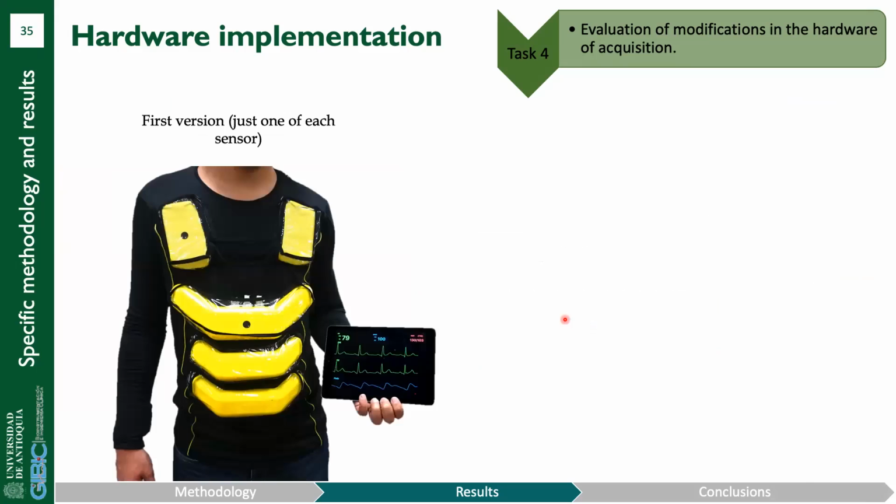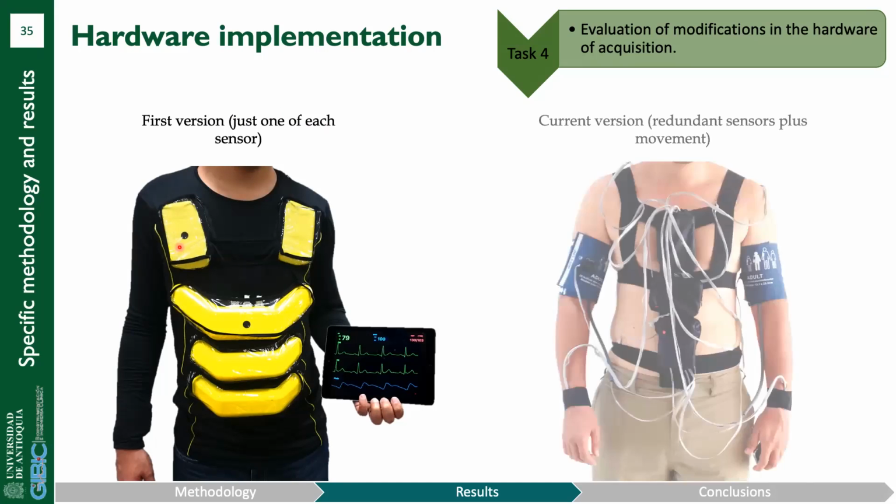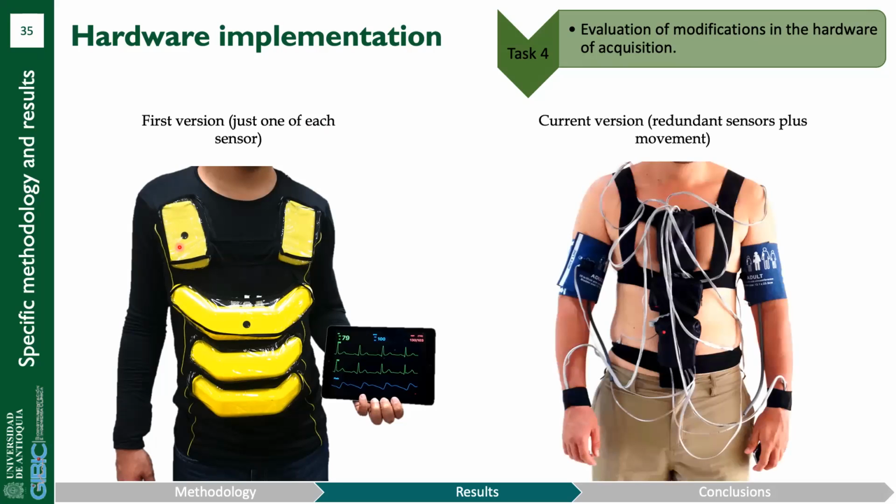This is a photograph of the first version of the monitor that we obtained, in which we just implemented one of each sensor. I mean, one electrocardiography, one photoplethysmography, and one non-invasive blood pressure. And this is a photograph of the improvement of the design in performance, where we include the measurement of the ECG in the chest and in the back, the measurement of the pressure signal in the two arms, and the measurement of the photoplethysmographic signal in the two wrists, also with the measurement of the relative movement of the sensors.